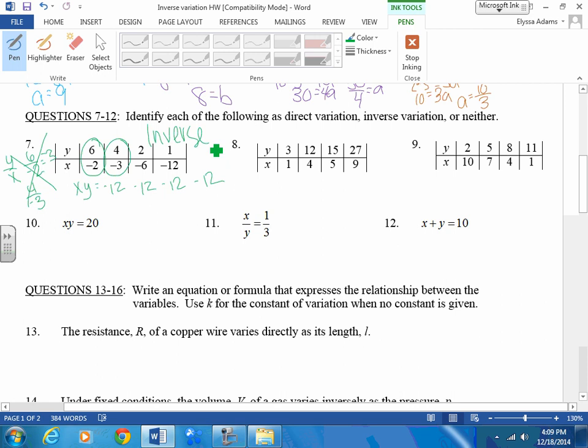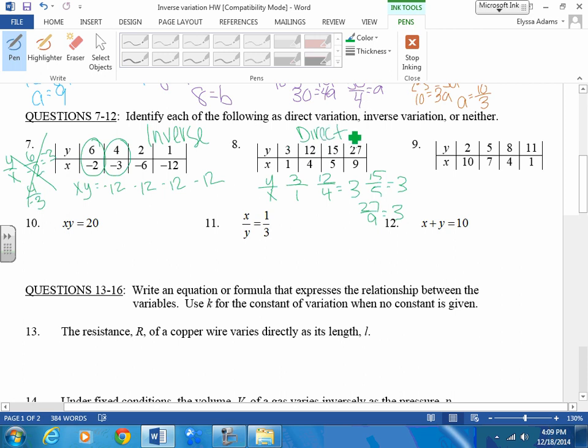Okay? Over here, if I look, 3 times 1, that's 3. That's not the same thing as 12 times 4, so this is not multiplication, so it's not inverse. Okay, but if I test to see if it's direct, if I do y over x, well, 3 divided by 1 is 3. 12 divided by 4 is 3. 15 divided by 5 is 3. And guess what? 27 over 9 is 3. So when I divide, I get the same constant. Divide means direct, so this one is direct.